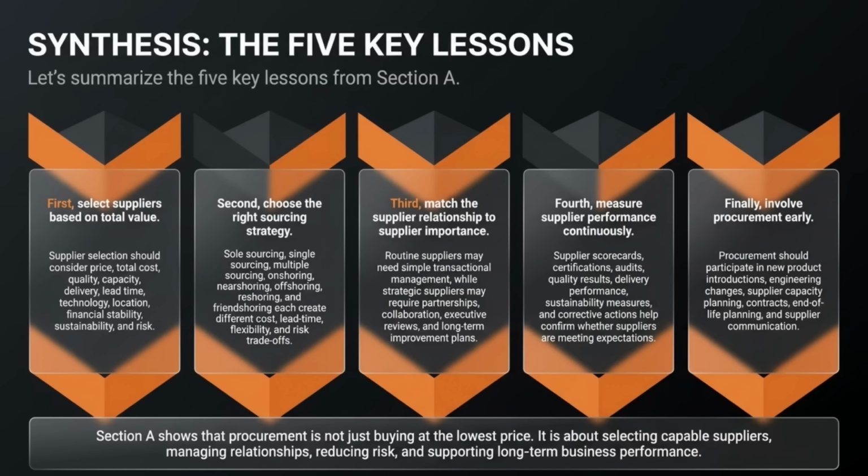Let's summarize the 5 key lessons from Section A. First, select suppliers based on total value. Supplier selection should consider price, total cost, quality, capacity, delivery, lead time, technology, location, financial stability, sustainability, and risk.